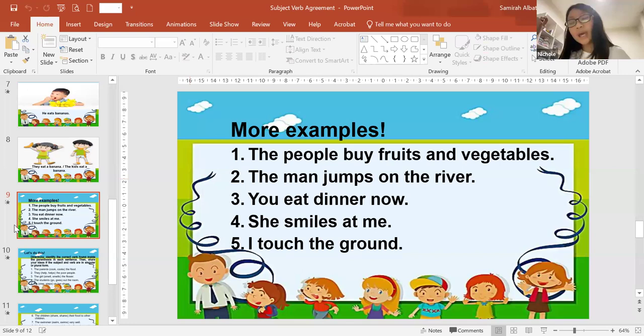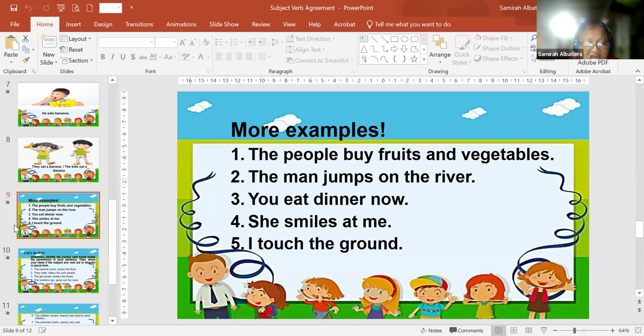Me. Okay, Nicole. She touches the ground. Very good. She touches the ground. Yes, she is actually a third person. She can also be Rosemary. She can also be Inda. She can also be Nicole. Or it can also be Rosa. She can also be a girl.